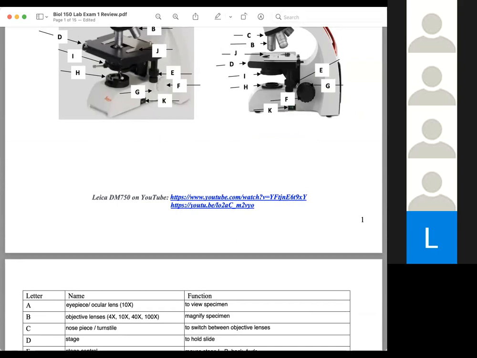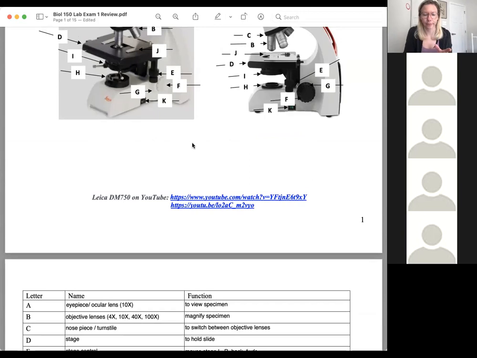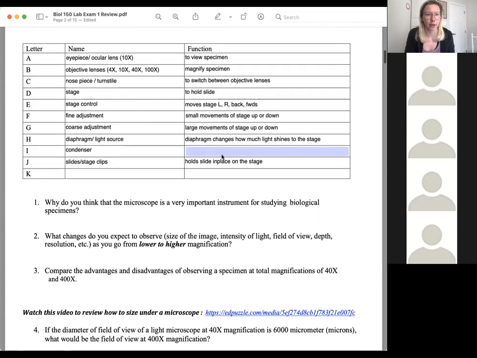Right, so the condenser is not exactly increasing the light, but what it does is it focuses the light. So you can either have the light be very diffuse throughout the whole field of view, or you can really hone it in to make it almost like a really sharp light in one spot. So the diaphragm changes how much light gets to the sample, while the condenser can focus the light.